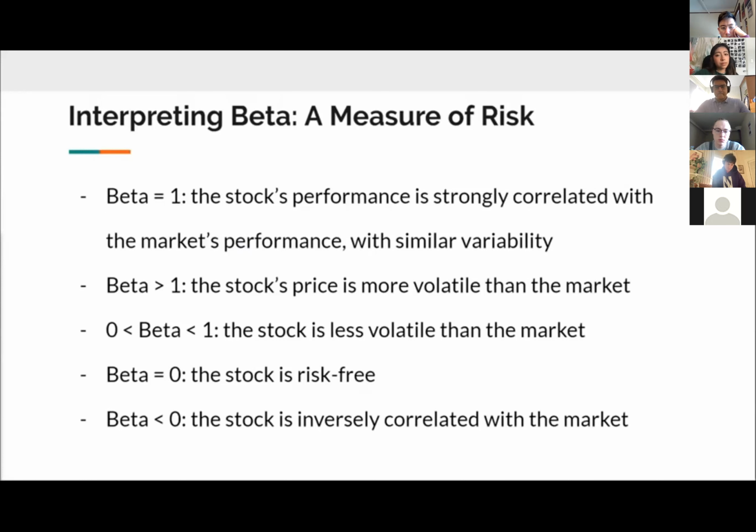Now, if beta were between 0 and 1, that would imply the stock is less volatile than the market, and this category usually includes things like utilities, like electric utilities. If beta were equal to 0, that would imply that the stock is risk-free. And if beta is less than 0, although it's not observed in practice, it would imply that the stock is inversely correlated with the market.